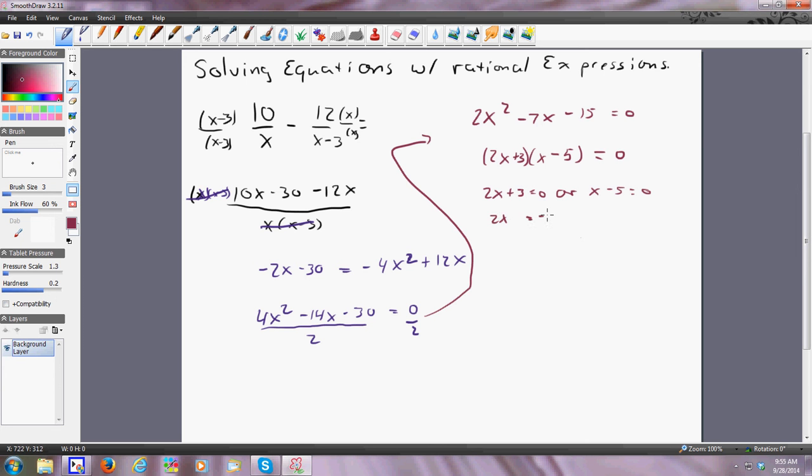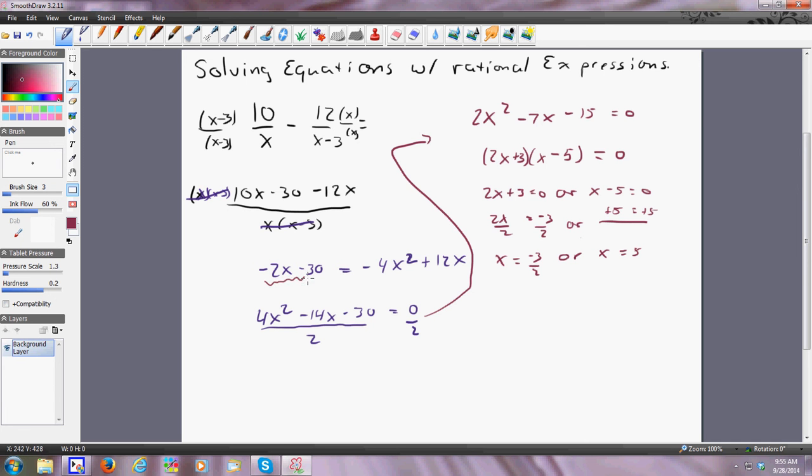2x equals a -3, divide by 2. So I get x equals a -3 halves, or add 5, or x equals a positive 5. My point is, there's two things I want you to really recognize. The first is that you need to get a common denominator, and then you can combine like terms.